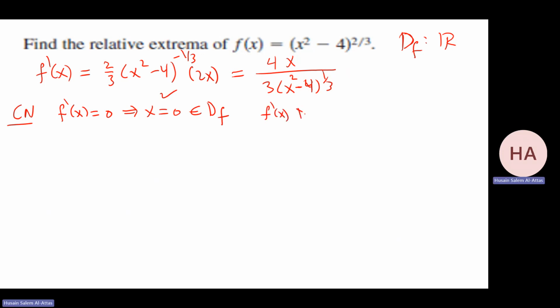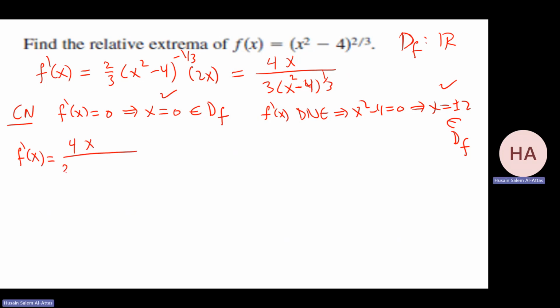F prime does not exist. That implies x squared minus 4 equal to 0, that implies x equals plus or minus 2. And both belong to the domain of f, since the domain of f is all real numbers. Be careful. What is f prime? Always I need to keep f prime in my mind.